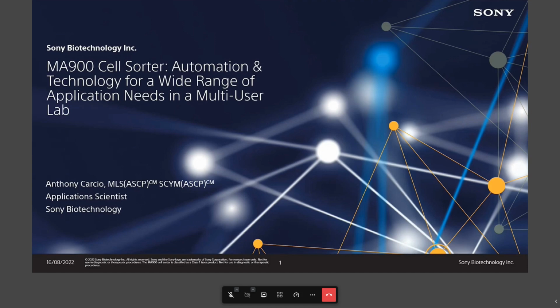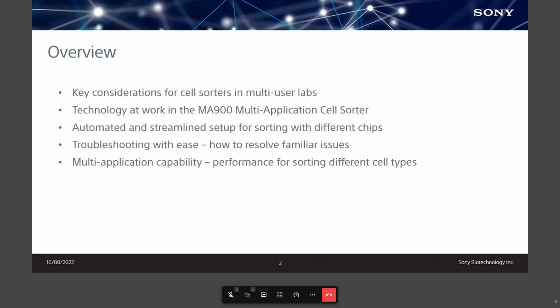Today, I want to share with you the key aspects and benefits of the MA900 cell sorter that make it an ideal choice for a multi-user and a multi-application environment. So in this presentation, we'll talk about some key considerations for cell sorters in multi-user labs. We'll talk about the technology at work in the MA900 cell sorter. We'll talk about automated and streamlined setup for sorting with different types of chips. We'll talk a little bit about troubleshooting and how easy that is on this platform, how to resolve some familiar issues. And then we'll talk about the multi-application capability and the performance for sorting with different cell types.